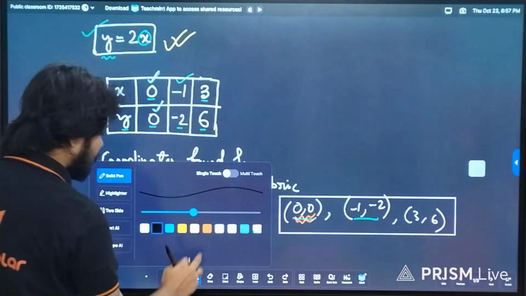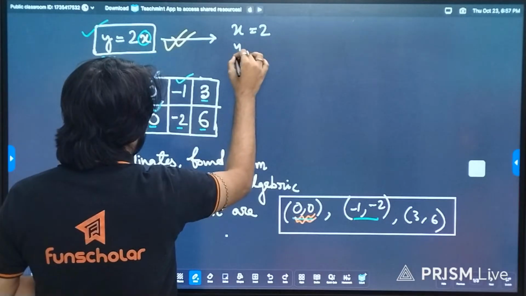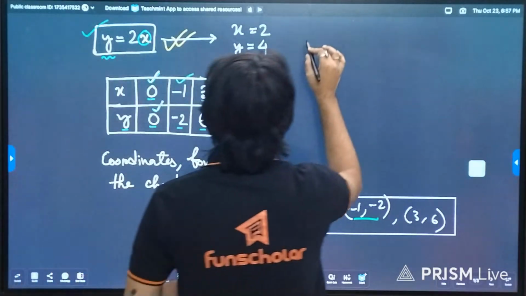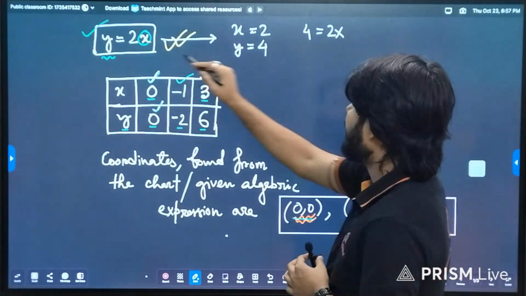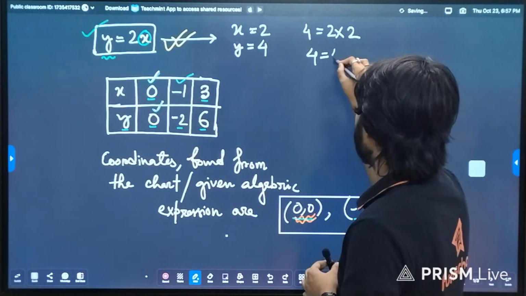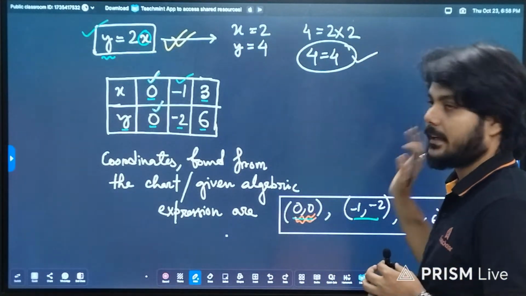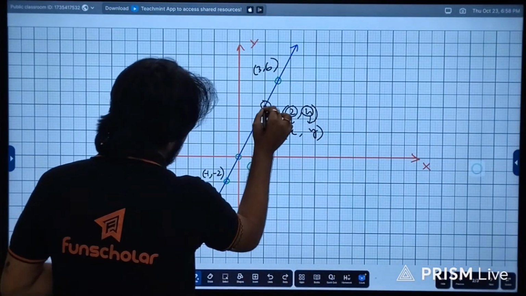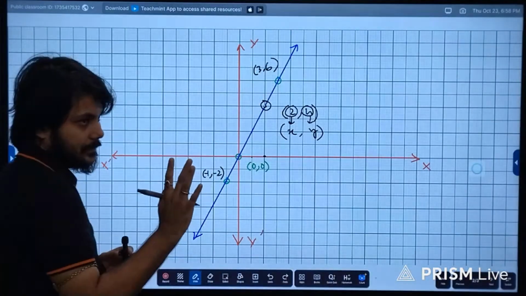Now, just put x as 2 and y as 4 in this equation. If we put y as 4, it will be equal to 2 into, and in case of x, we will substitute the value of x by 2. 2 into 2. So 4 equal to 4. Satisfied? Yes. This algebraic expression is satisfied. Satisfied for this particular point that lies on this straight line.